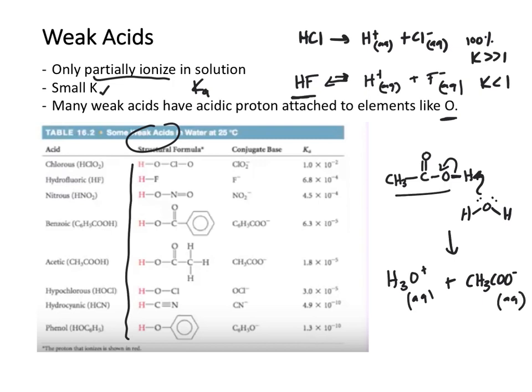Because we have electron withdrawing groups over here that make producing this hydronium ion, or generically an H+ ion, relatively easy. So these are weak acids.